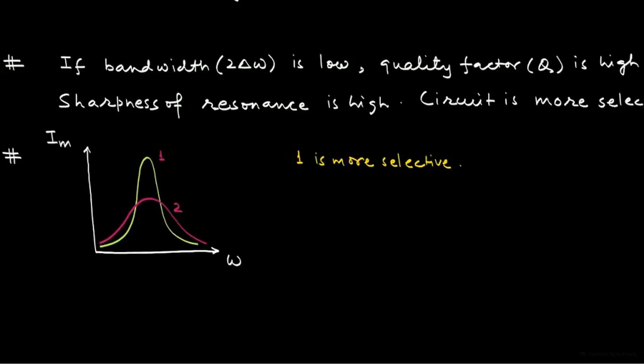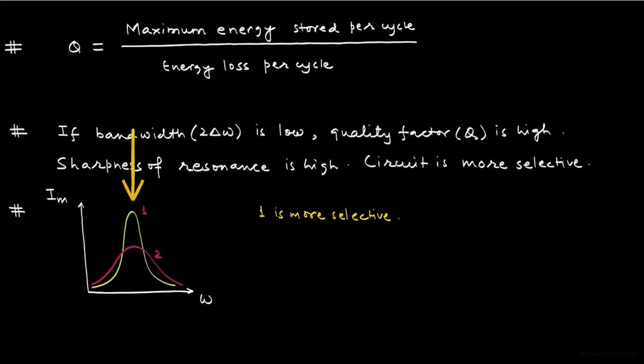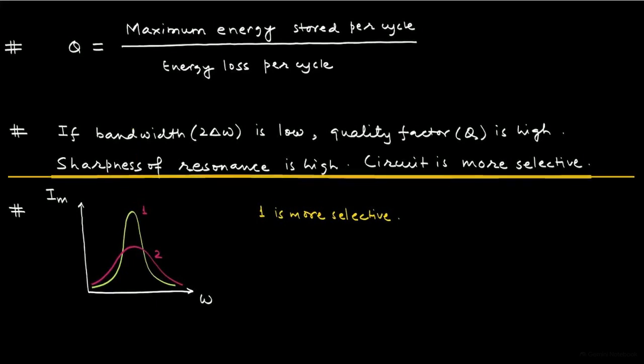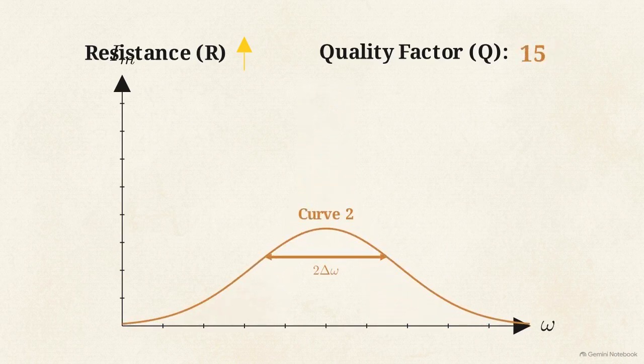This derivation brings us back to the comparison of the 2 resonance curves. Curve 1 is the result of low resistance, which leads to a narrow bandwidth and high sharpness of resonance. In contrast, curve 2 shows how higher resistance widens the bandwidth, lowering the Q factor and making the circuit more susceptible to interference from adjacent frequencies.